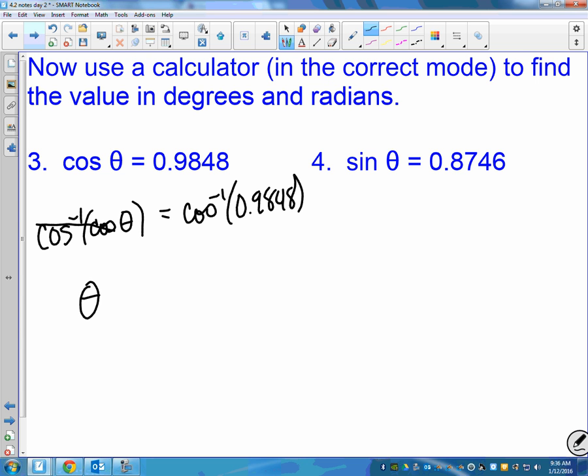Which means, the shortcut here is, anytime you're solving for theta and they say use a calculator, you have to do the inverse button, which is the cosine -1 or the sine -1 on your calculator. On my calculator, it's just second or second cosine. I can look on yours to see what you get. Now in the correct mode, whether your mode's in degrees or radians, that's the answer it'll give you theta in. So I'm going to do degrees first.